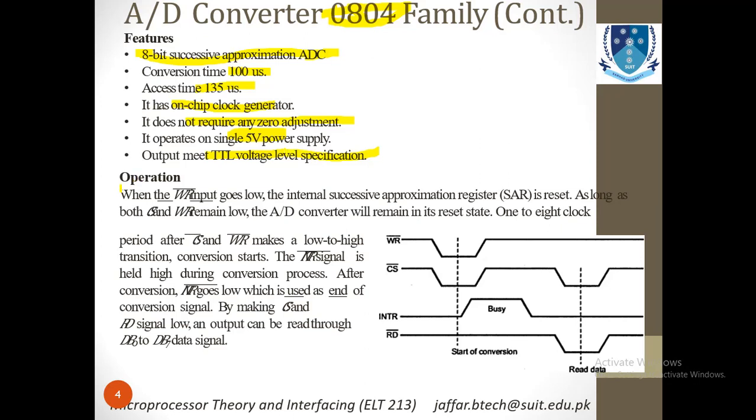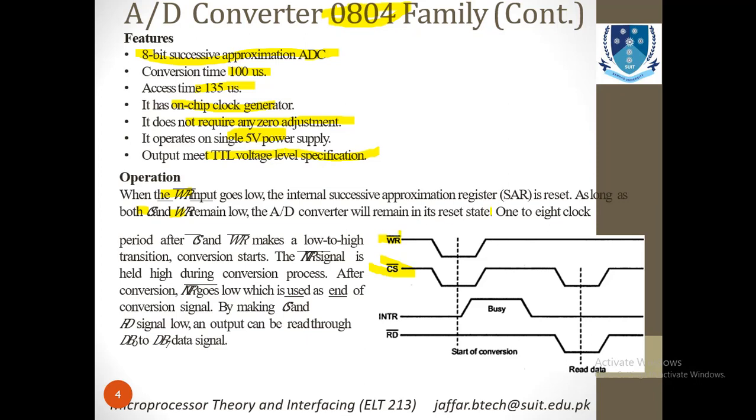Let's talk about the operation of this ADC, specifically this 0804. So when this WR goes low, the input successive approximation SAR register is reset. So as long as this is low, nothing is going to happen. When this CS, this chip select, and this WR remain low, this ADC will remain in its reset state.